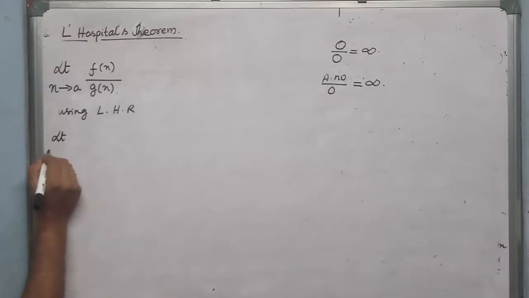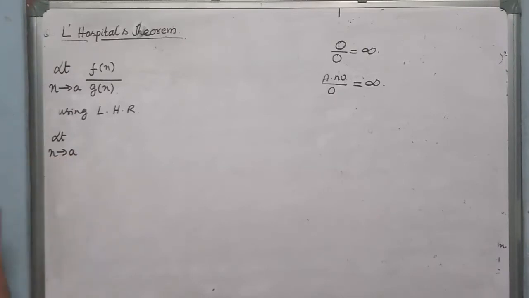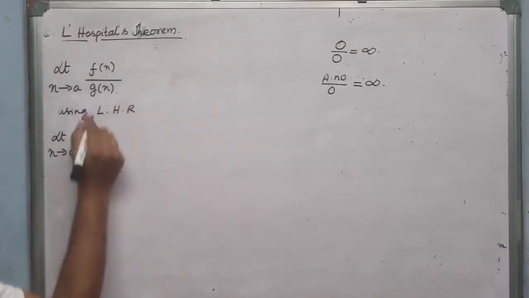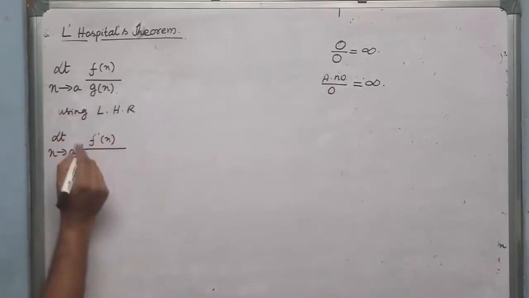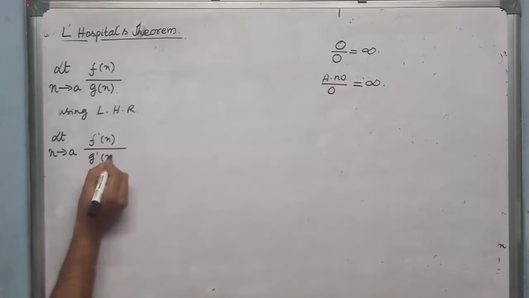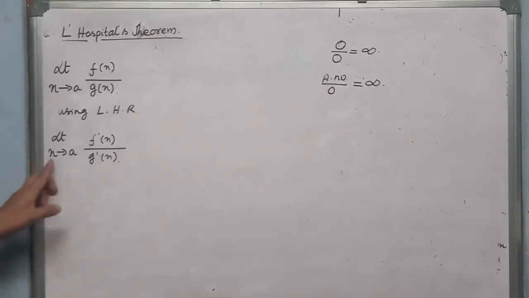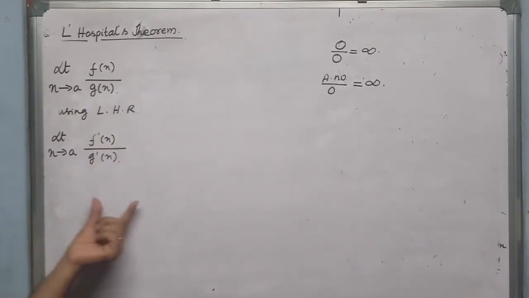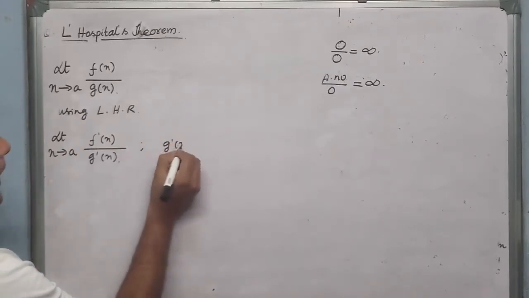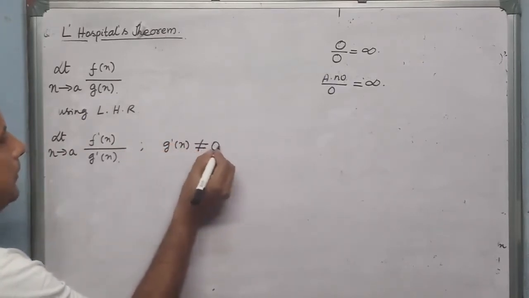To use L'Hospital's rule, you have to differentiate the numerator. Derivative of f(x) is f dash x, and derivative of g(x) is g dash x. Then again you have to substitute these values. If you get a finite answer, that will be your answer. If you don't get a finite answer, suppose it is undefined, again you have to use L'Hospital's theorem, provided g dash x must not be equal to 0.